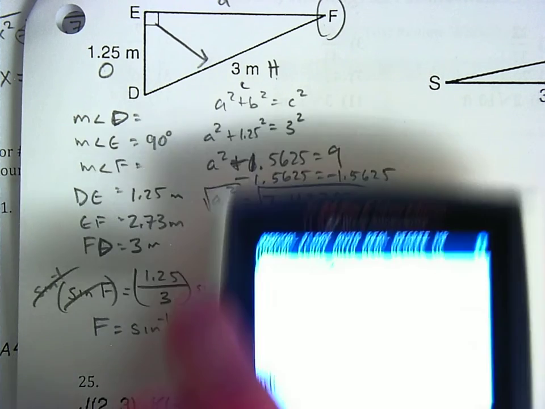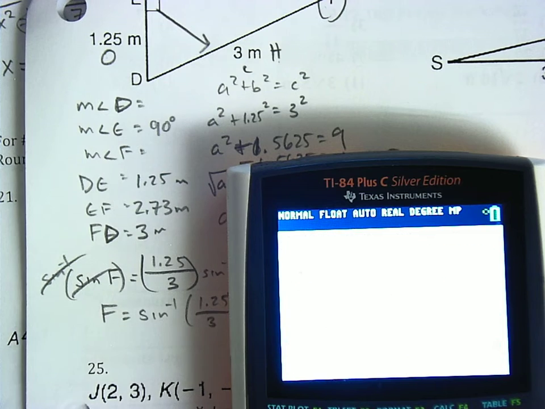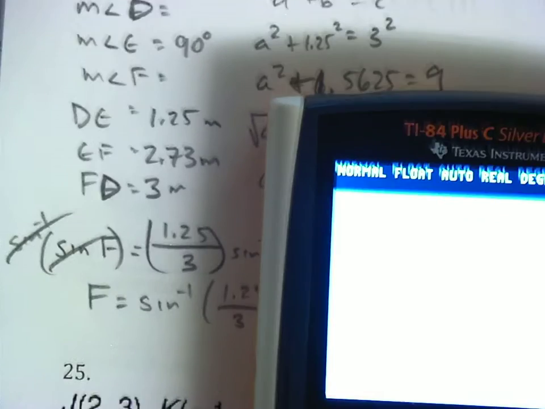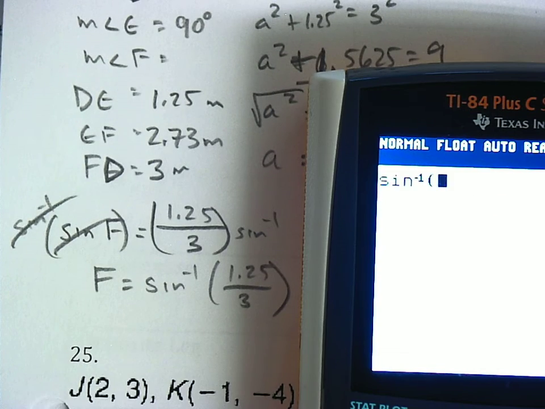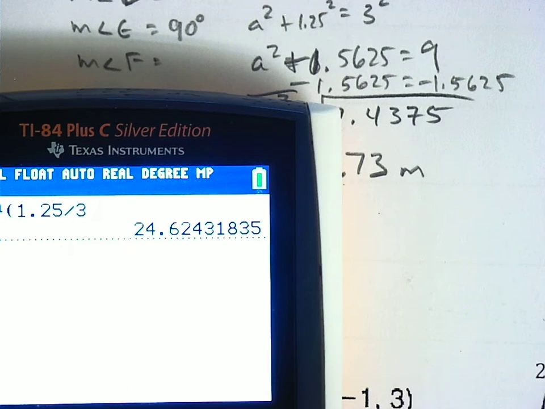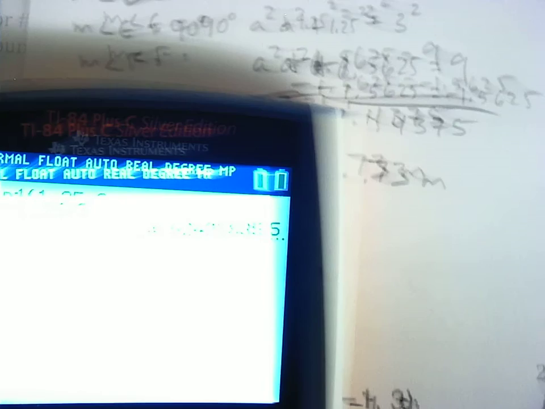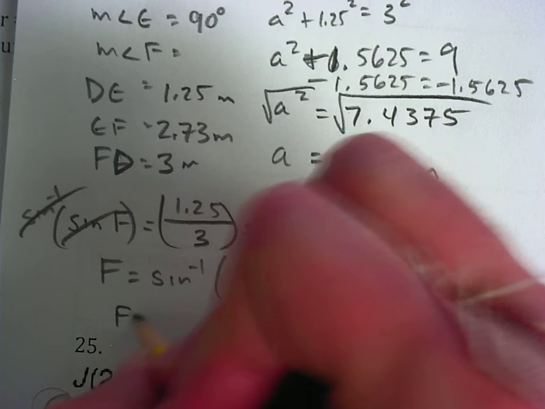And now that we have F alone, we just plug it in. So we just do second sine of 1.25 divided by 3. We get 24.62431835. But we want to round to the nearest degree. So we get 25. F equals 25 degrees.